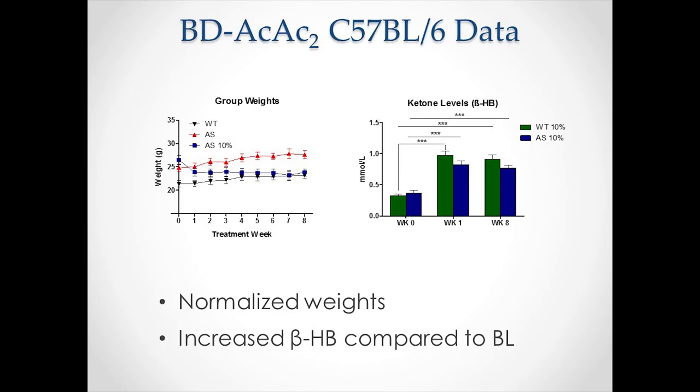So then moving on into the C57 data, and these are not the seizure-prone animals. Looking at the group weights, typically the C57 AS animals are actually overweight, which some of the AS children are as well. We actually saw a normalization of weight in our AS-treated animals. And again, similar to what we saw in the 129s, significant increases in beta-hydroxybutyrate throughout the course of the study.